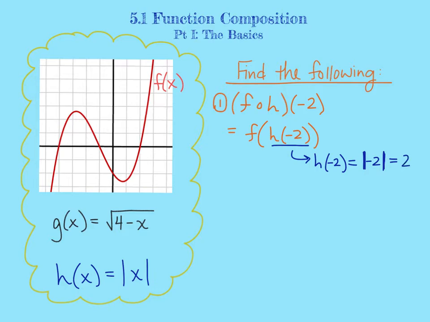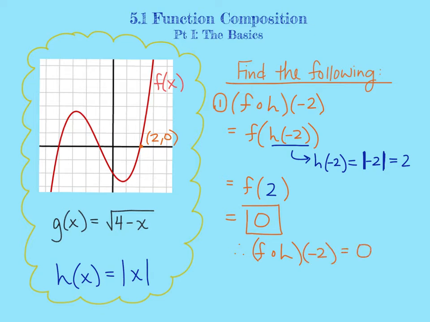So in our next line, I'm going to replace h of -2 with what it equaled. It equaled 2. So we're really finding f of 2. f of 2 is the y value, the output, when we input an x of 2. So when x is 2, our output is 0 because on f of x, we have the coordinate point 2, 0. So f of 2 equals 0. Therefore, in conclusion, f of h of -2 is 0.